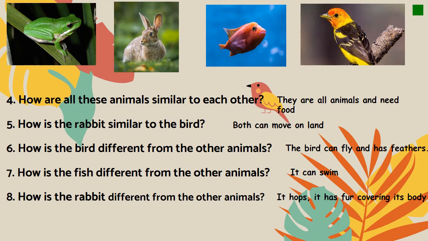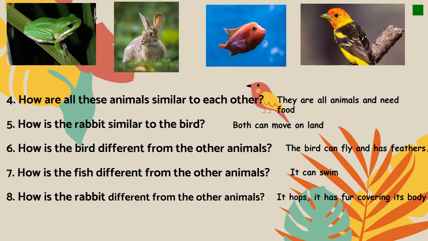Number 4. How are all these animals similar to each other? Or how are these animals alike? What do you think? I think that they are all animals. Yes, they are all animals and they share the same needs. They need water, they need food, and they need shelter.